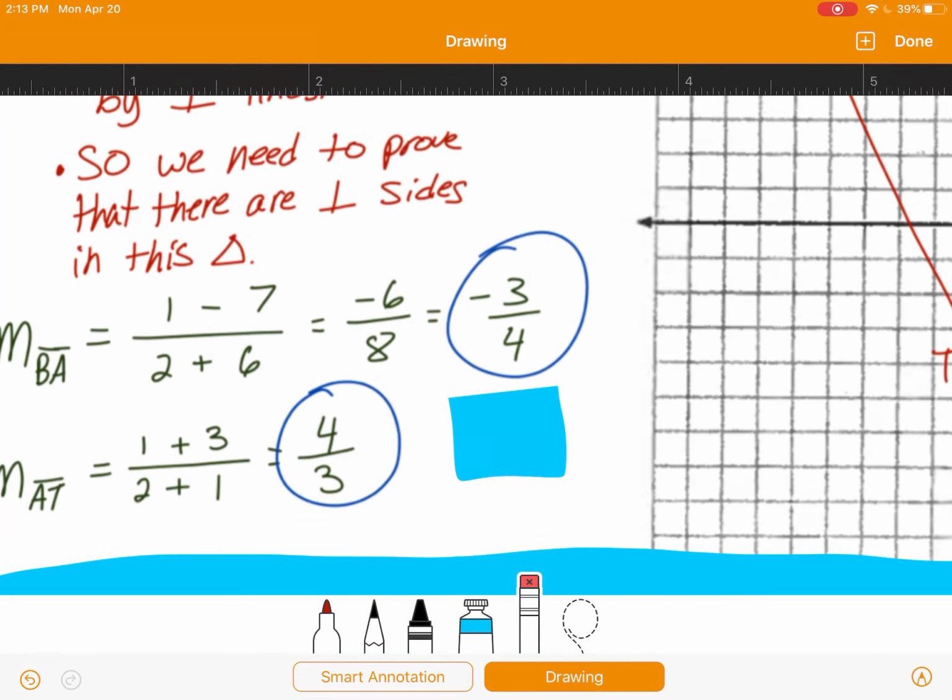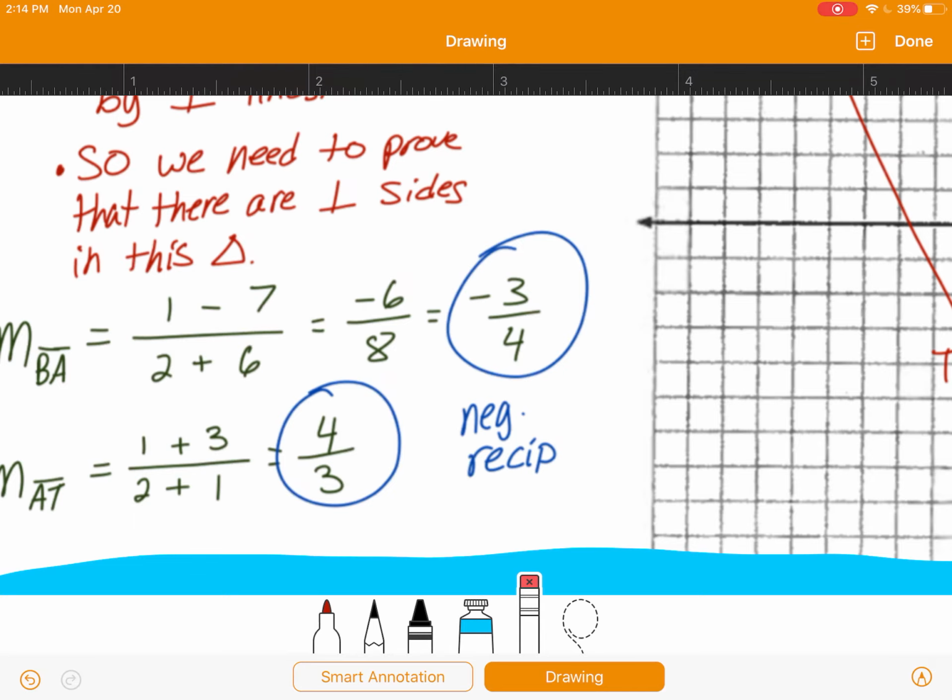If you look at these two slopes, one of them is positive, one of them is negative, and the tops and bottoms are switched. So the top number here is the bottom number here, and the top number here is the bottom number here. The word for that, two words, is negative reciprocals. Reciprocal means that you've flipped it so that the top and bottom have switched places, and it's a negative reciprocal because you've changed the sign. One of them's positive, one of them's negative.